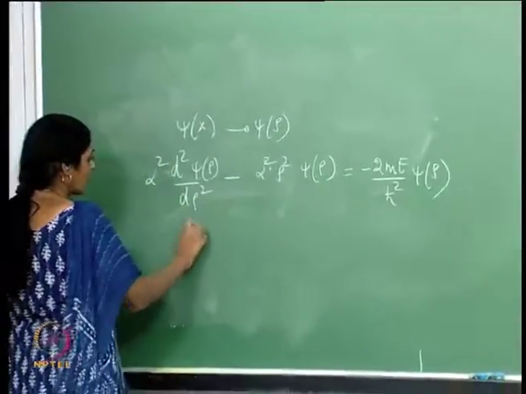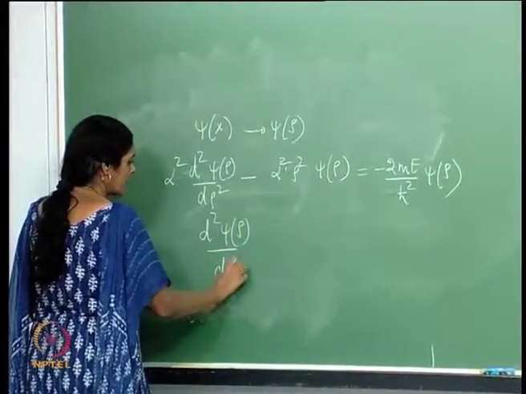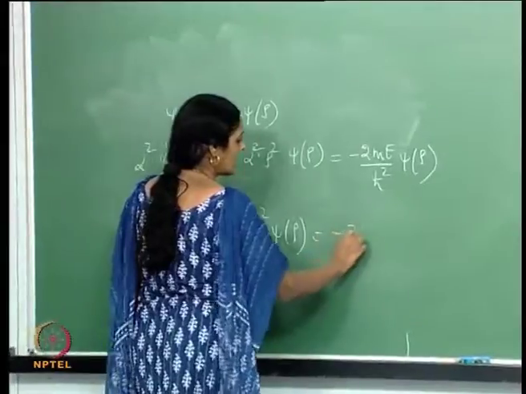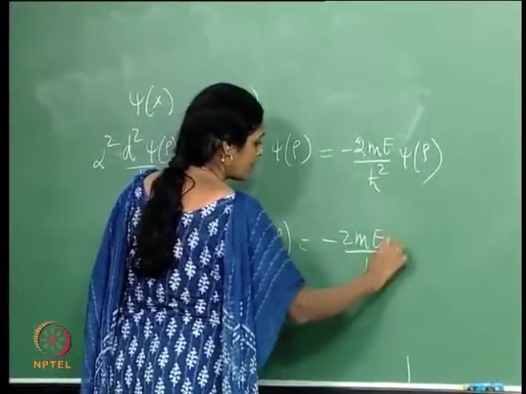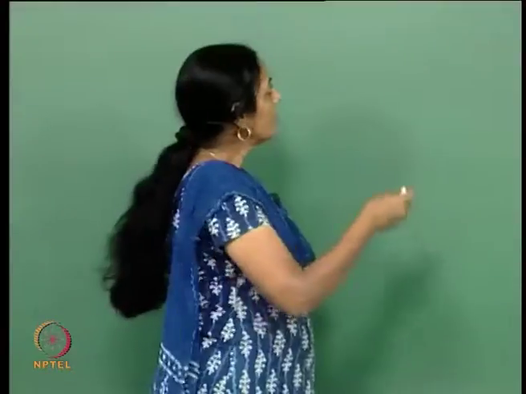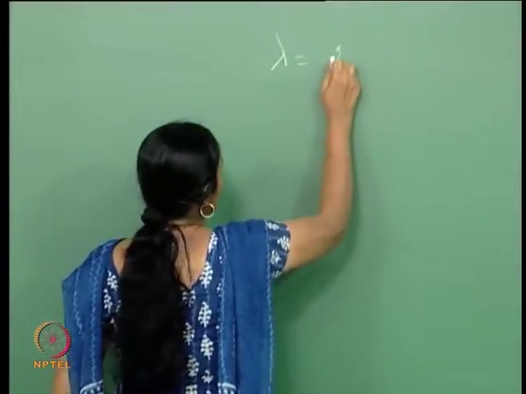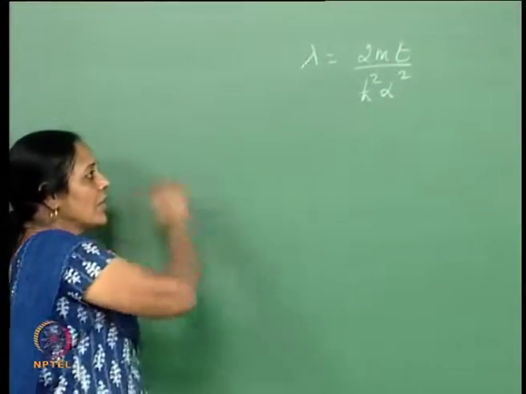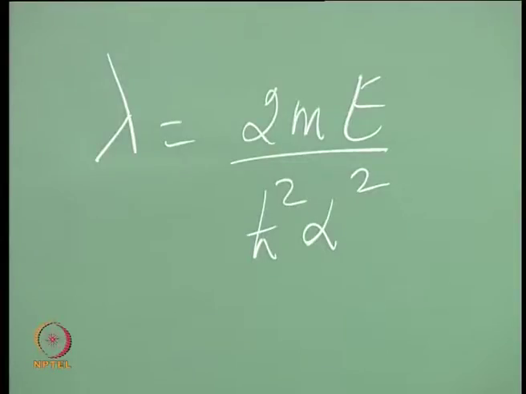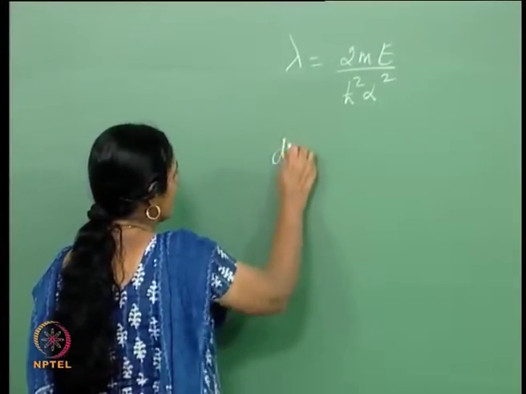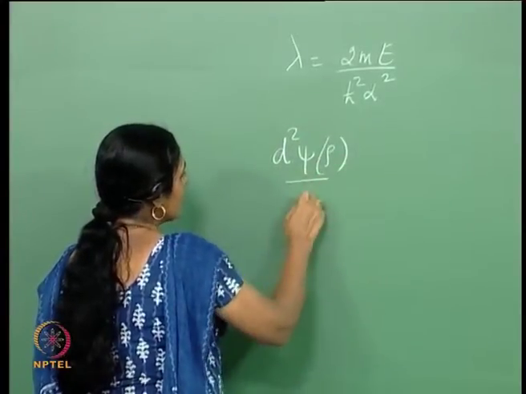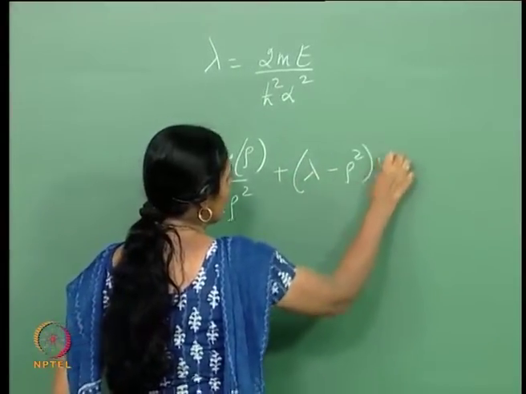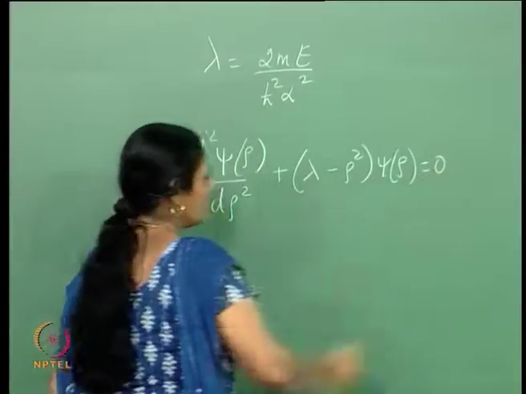So, divide throughout by alpha squared and you have d2 psi of rho by d rho squared minus rho squared psi of rho equals minus 2 m E by h cross squared alpha squared psi of rho. So, I define lambda, which is 2 m E by h cross squared alpha squared. Now, you can check that lambda is a dimensionless quantity, and then the equation itself becomes d2 psi of rho by d rho squared plus lambda minus rho squared psi of rho equals 0.